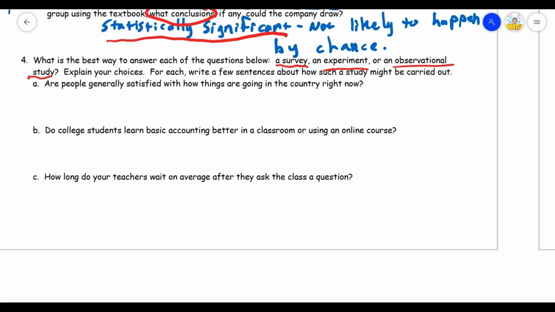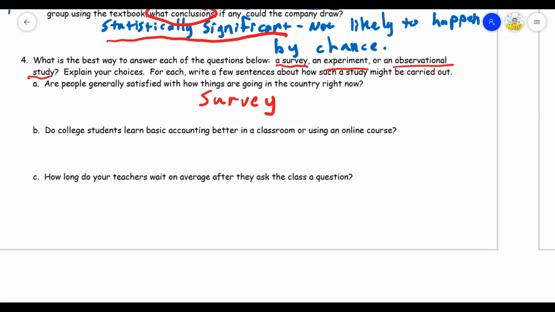Are people generally satisfied with how things are going in the country right now? Would we want to use a survey, experiment, or observational study? So hopefully you said there we would not really need to design an experiment to make that happen. We would send out a survey and maybe ask some questions about different things that might be related to a person's happiness. Could be their cost of living or employment situations, education, that kind of stuff. We could put out a survey and just ask people's opinions on how things are going right now. That would definitely be a survey.